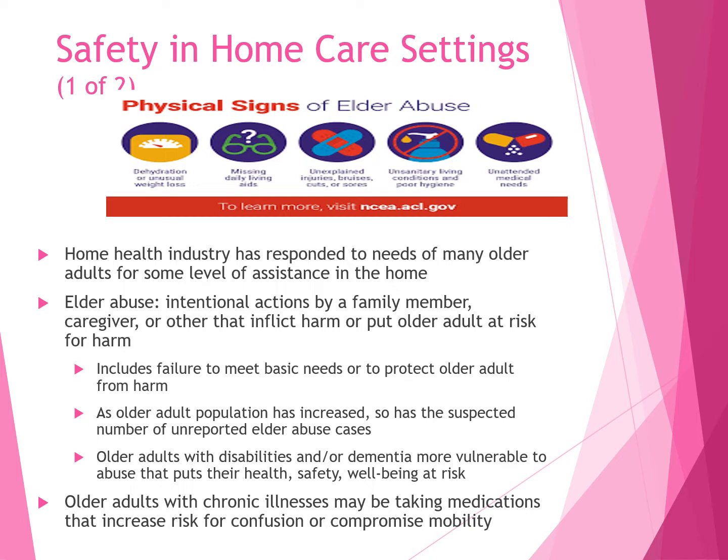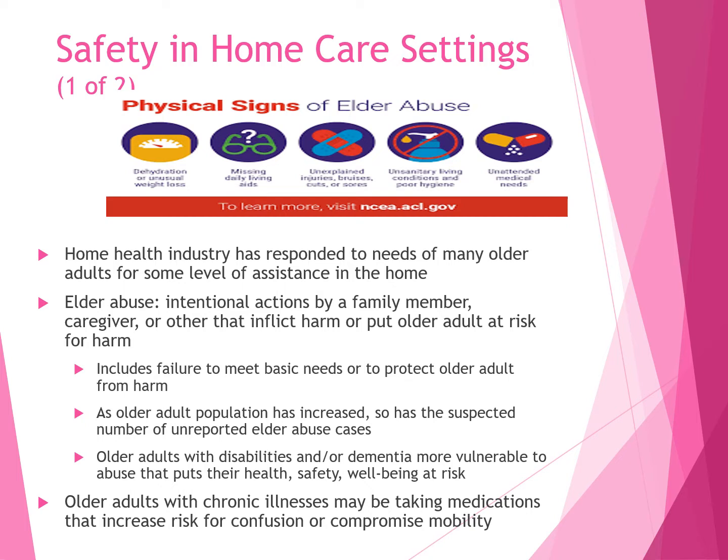These include failure to meet their basic needs such as food, water, clothing, bathing, leaving them dirty, poor hygiene, or to protect them from harm, physical abuse from the caregiver, or just not watching them and they fall or they choke on food when they eat, and they're not using the proper diet. As older adult populations increase, the number of suspected elder abuse cases has been underreported. And another area of abuse is financial, taking their monthly income and using it for your own self needs.